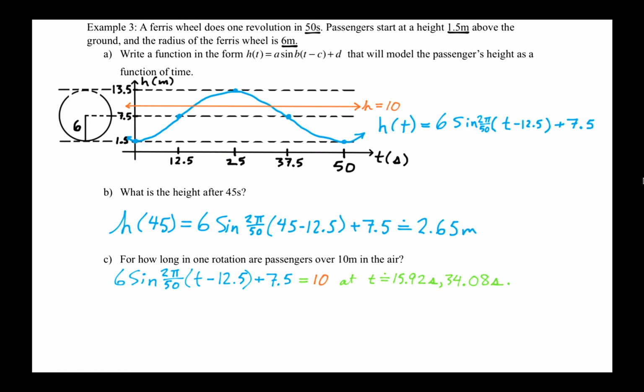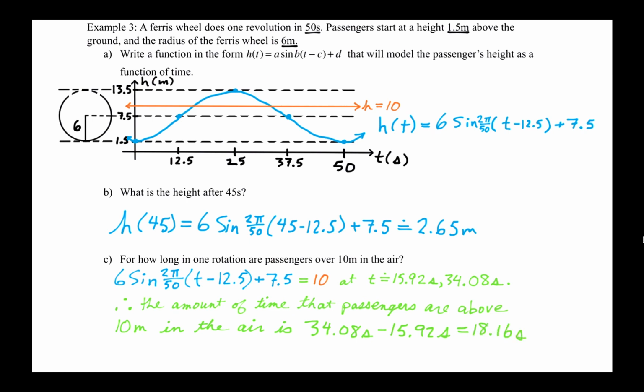Now the question is, for how long in one rotation are passengers over 10 meters in the air? And so it's between these two times that they are above 10 meters in the air. So we have to subtract those two times to find the amount of time that the passengers are above 10 meters in the air. So when you do the subtraction, you should find it's about 18.16 seconds per rotation.